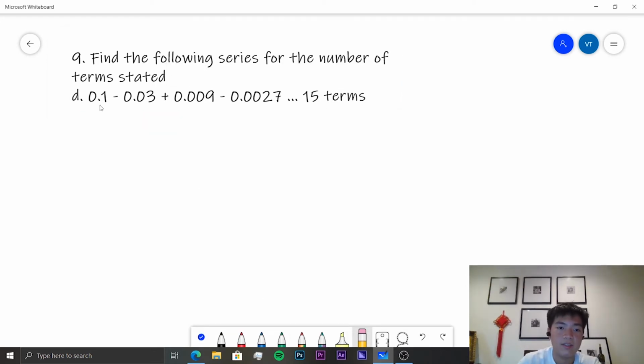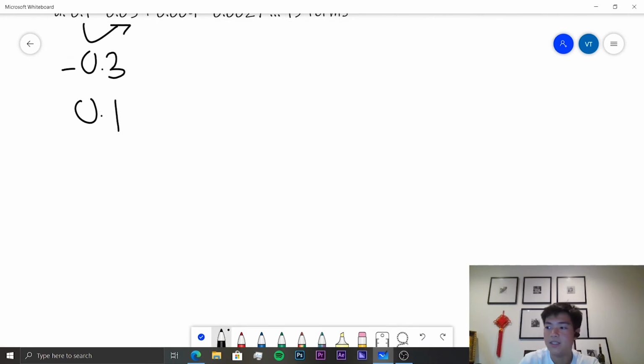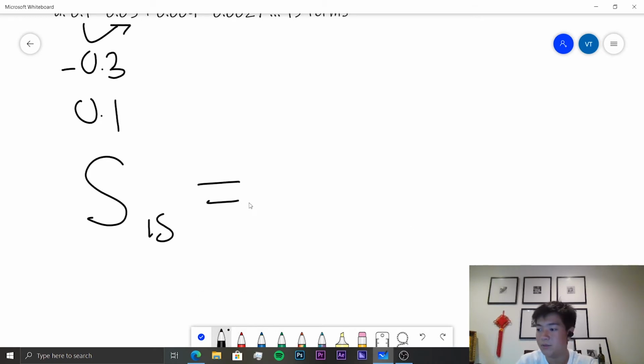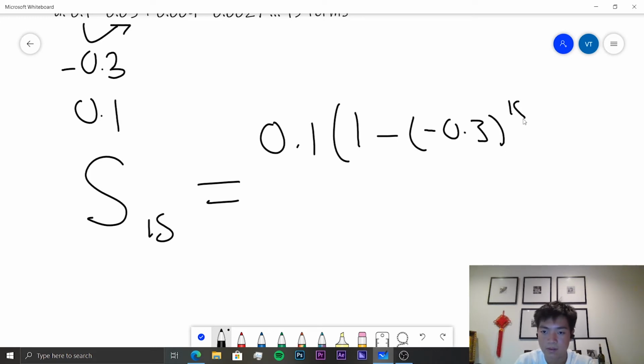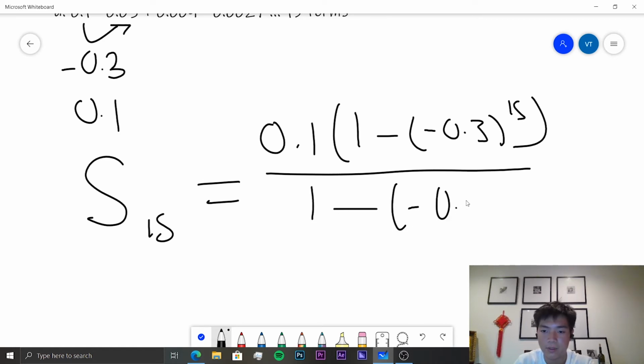Okay, so we know that the common ratio is clearly negative, -0.3. Yeah, and our first term is obviously 0.1. So we need to use our friendly formula to find the sums, which is that the sum of the first 15 terms will be equal to the first term, 0.1, times 1 minus r to the n, so 1 minus -0.3 to the 15, all divided by 1 minus r, so 1 minus -0.3.